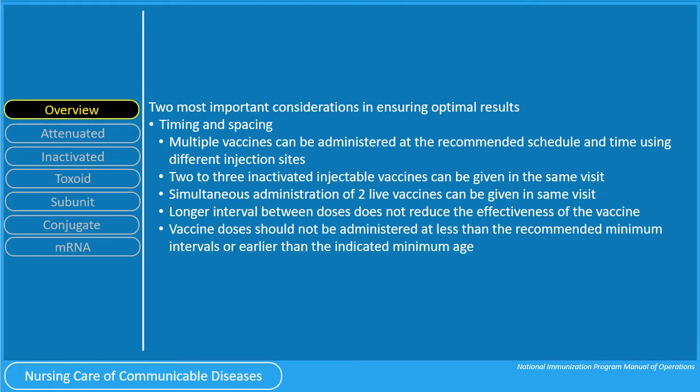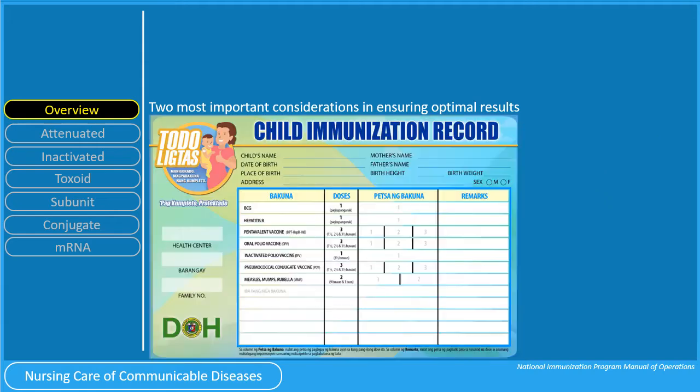Vaccine doses should not be administered at less than the recommended minimum intervals or earlier than the indicated minimum age. In summary, a longer interval between doses does not reduce the effectiveness, but shortening the interval is not recommended. In the Philippines, a child immunization record is provided. Included in this is the minimum age when a vaccine is recommended to be administered.